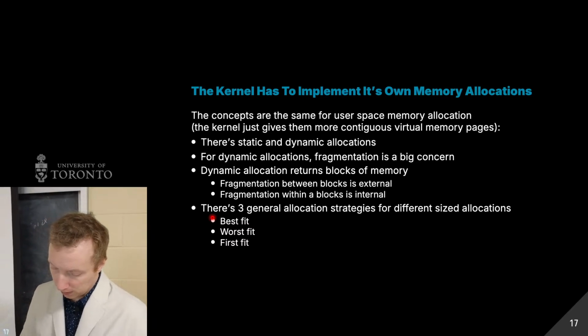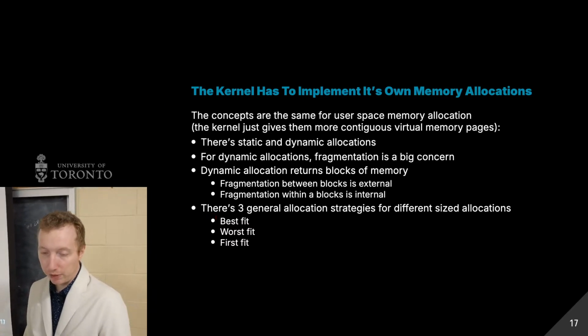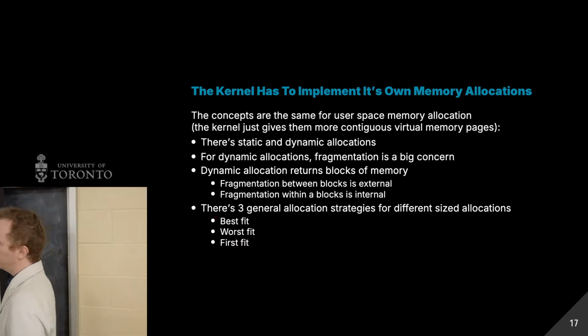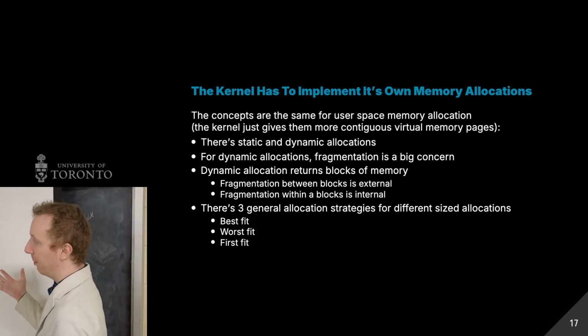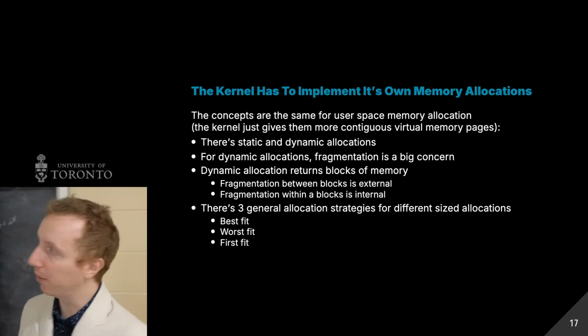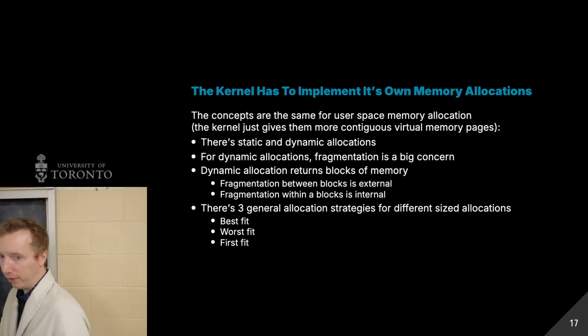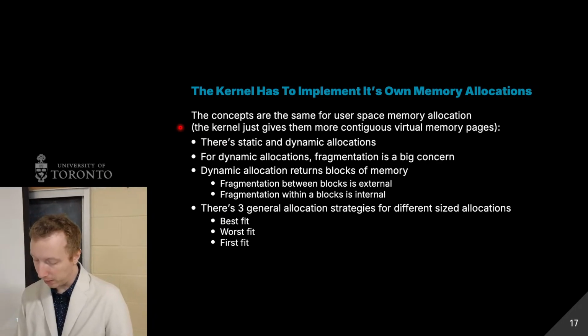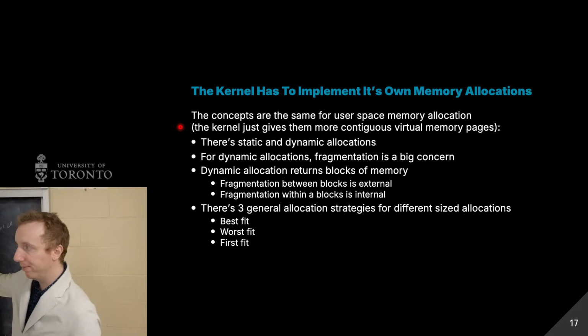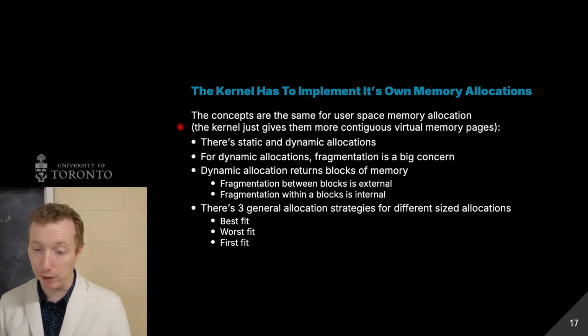So if you are the kernel, you have to implement your own memory allocation. You won't have libc, so you might have to implement malloc at some point, or if you're the kernel, where libc doesn't exist, you have to implement it yourself. Again, these concepts are the same no matter what you are.